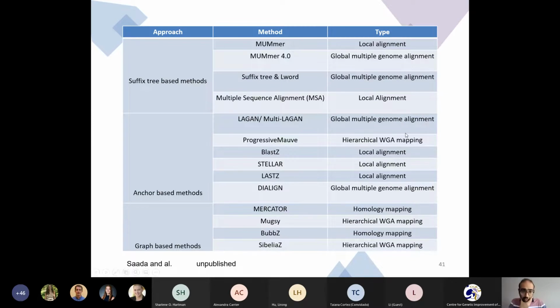So this table is to give you a little view to understand that there are a lot of methods of whole genome alignment. Some of them are used for local alignment between genomes. Some of them are used for global genome alignment. Some of them are used for homology mapping and to understand the hierarchical whole genome alignment. It's the same, to understand the mapping between the genomes that we have, to understand how they are in terms of conserved regions, in terms of orthologous regions, and to understand if there is similarity only on the genomic level or if there is difference between the species that we are using for our analysis.